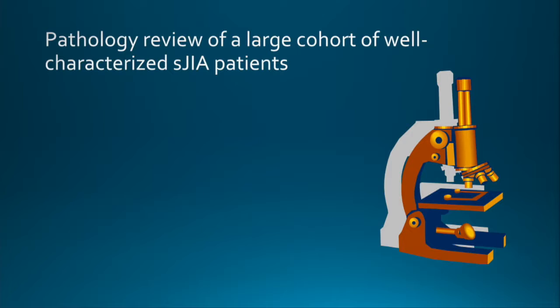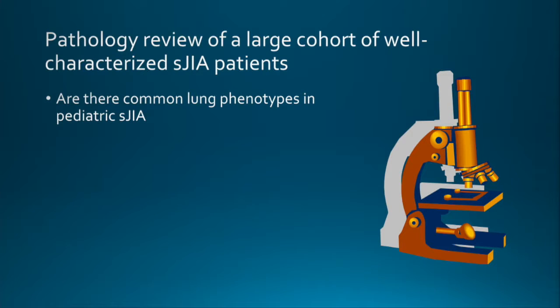So the advantage of having this cohort, a big series to review the pathology of, is that, as Vivian explained, in conjunction with all the reporters she's worked with, as well as all the other people at the institution, these are very well-characterized patients with sJIA. So next slide. So we can ask the question, and I think we already know the answer, are there common lung phenotypes in pediatric sJIA?